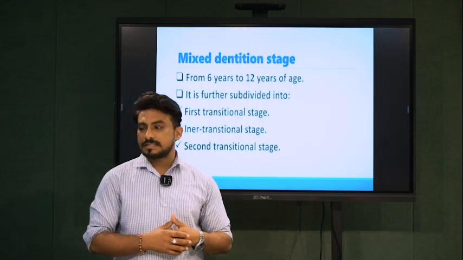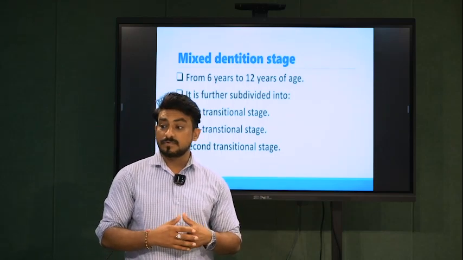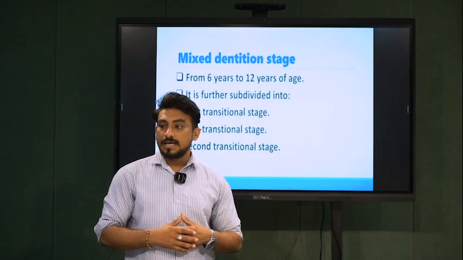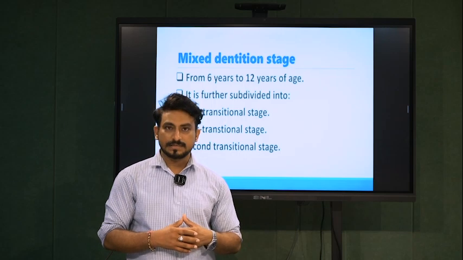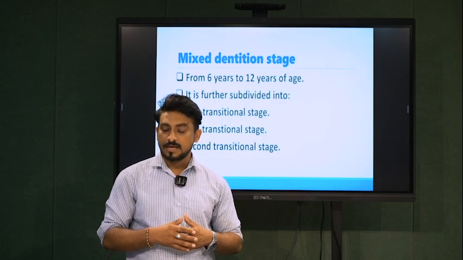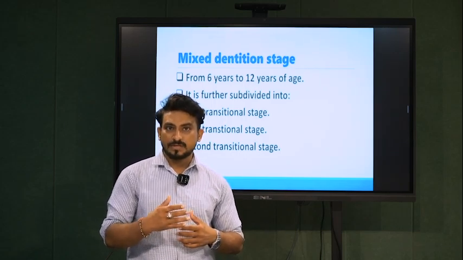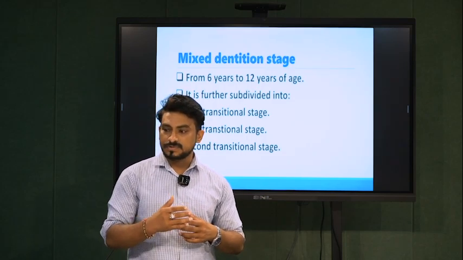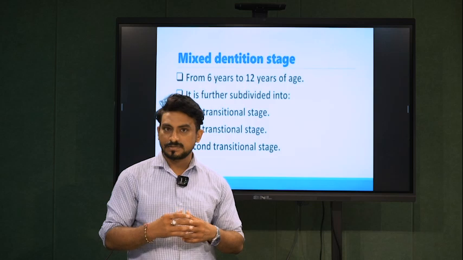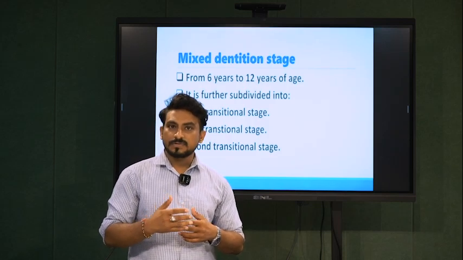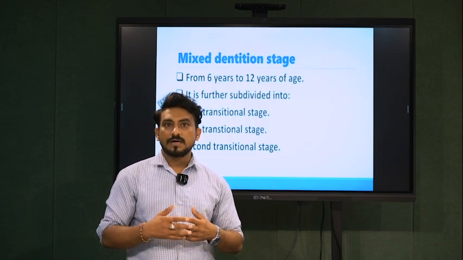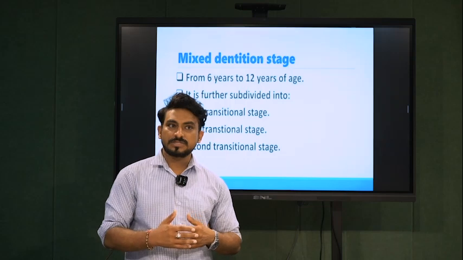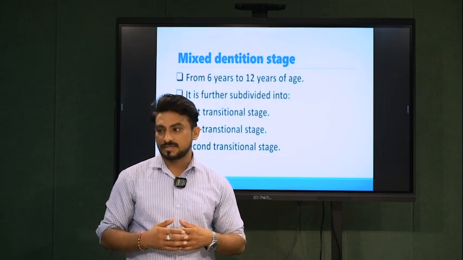The mixed dentition stage we can see from 6 years to 12 years of age. It is further divided into the first transitional, inter-transitional, and second transitional phase. We can see various terminology for orthodontic purposes. You have to understand the various terminology there: first, leeway space of Nance, early ugly duckling stage, early mesial shift, late mesial shift. We can see them in the various stages.